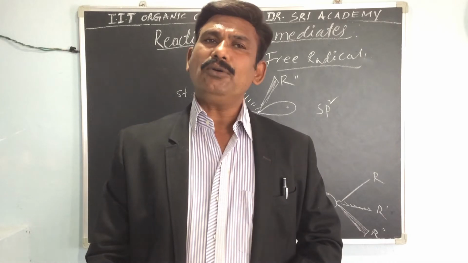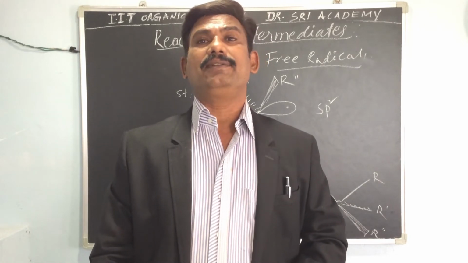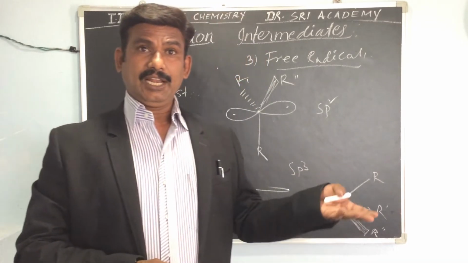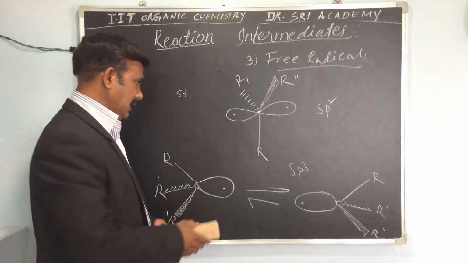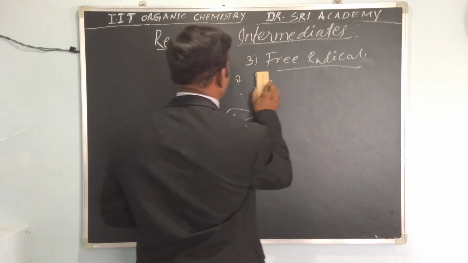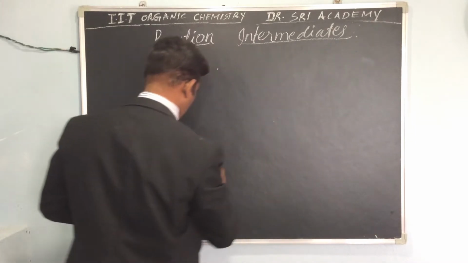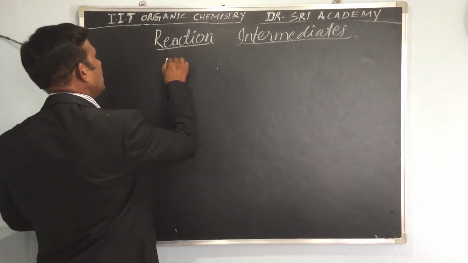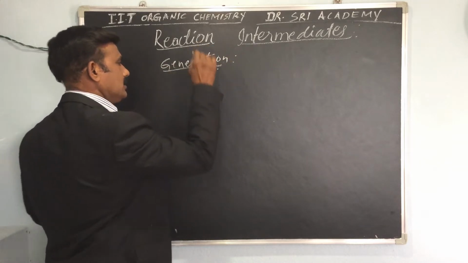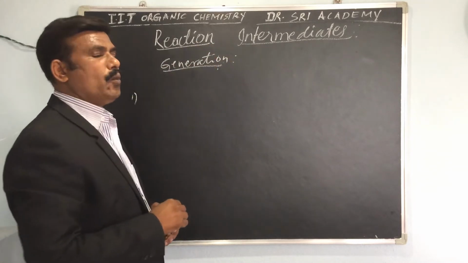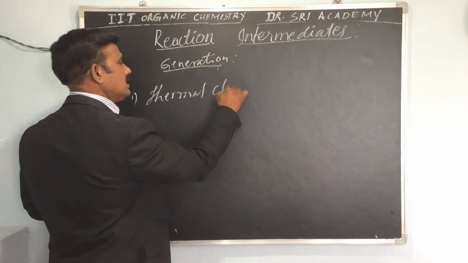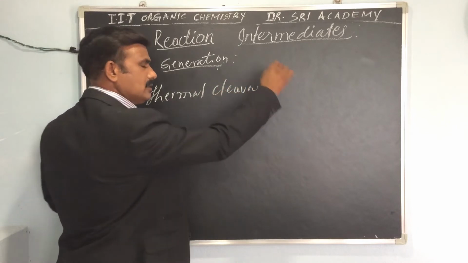Now how are they forming? There is a generation of free radicals we have to see. Generally we know that thermal cleavage and photochemical cleavage, please note down. Generation of free radicals. The first one is the thermal cleavage.